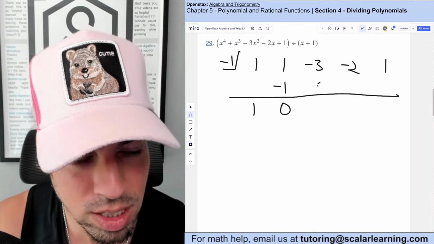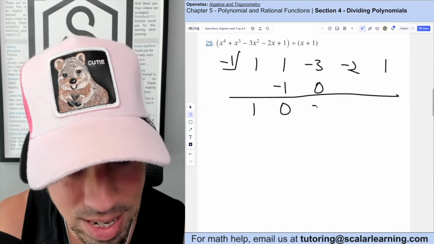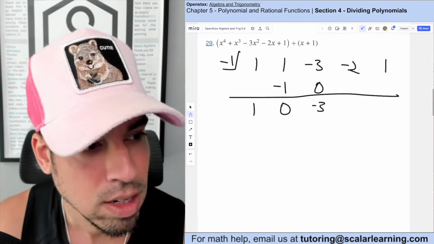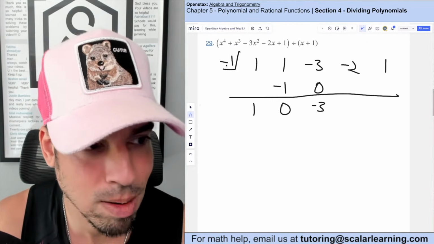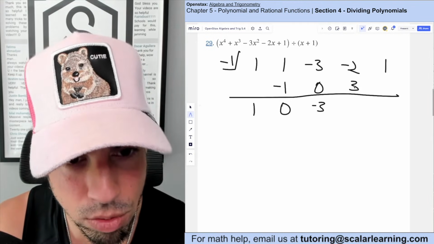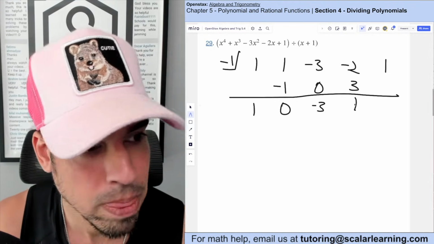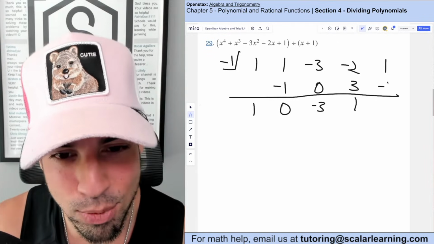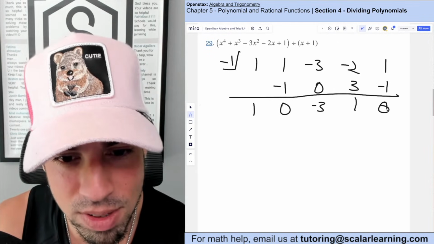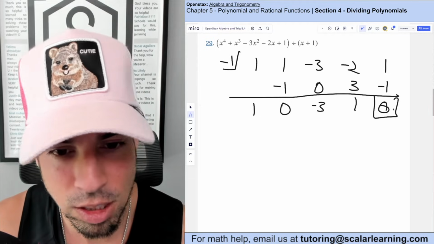0 times -1 is 0. -3 plus 0 is -3, right? We're adding these. -3 again multiplies that top number. -1 becomes +3. 3 plus -2 is +1. 1 times -1 is -1, and that gives us a nice remainder of 0. Almost looks like a 6, but that's 0, sorry.